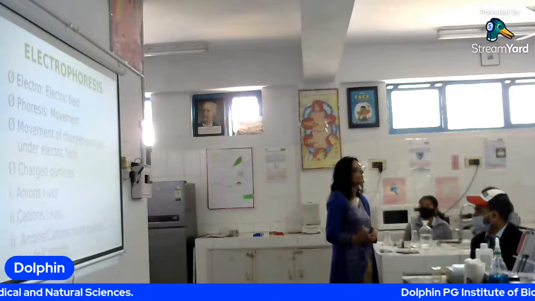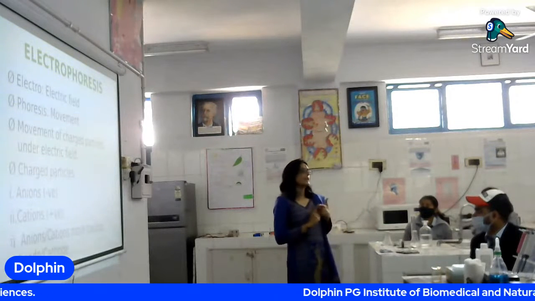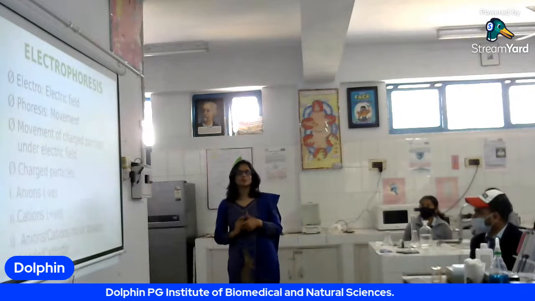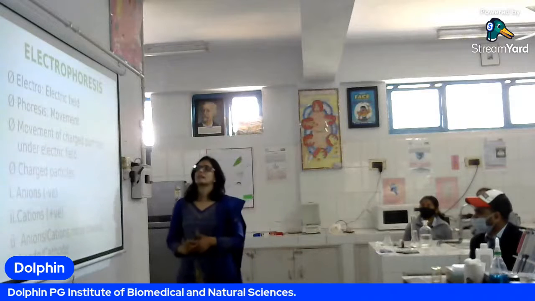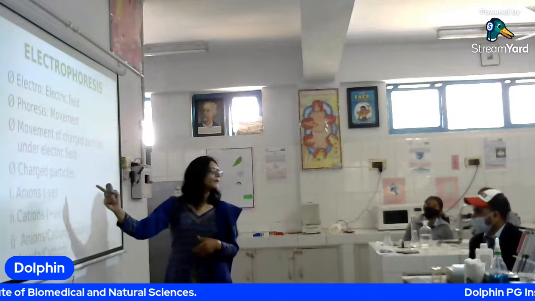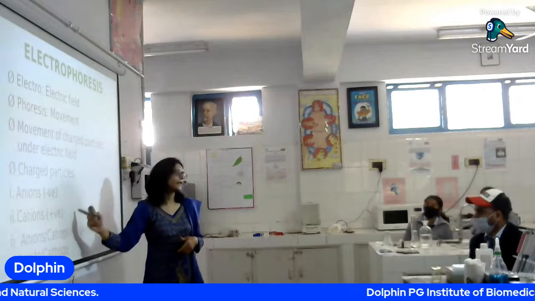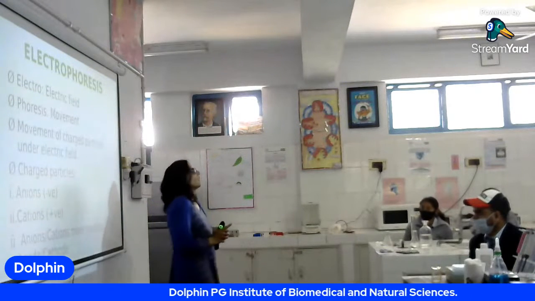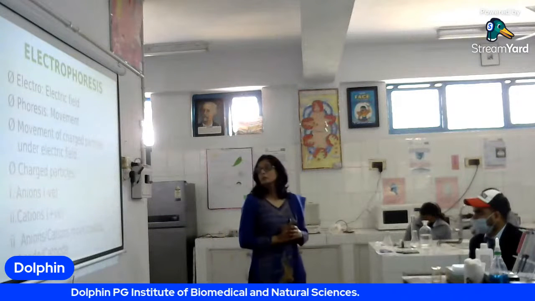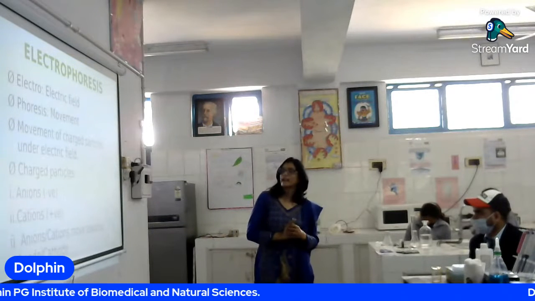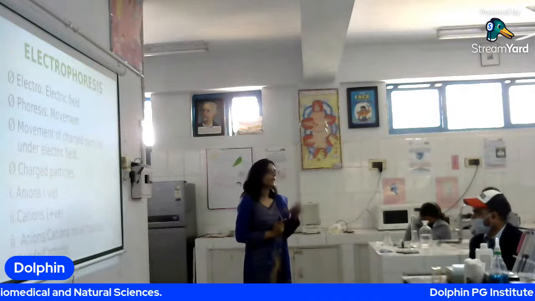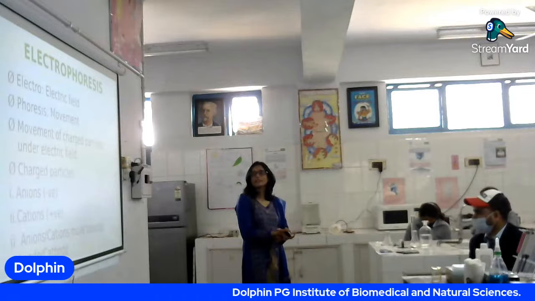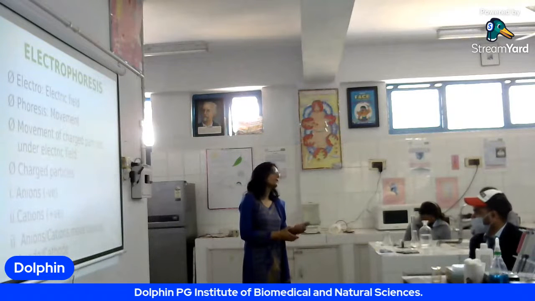So in electrophoresis, only the charged molecules can move. Now, what are these charged molecules? These molecules can be anions. Anions are negatively charged, and cations are positively charged. When there is a charge, they will move according to their charge. Anions are negative, so where will they go? They will move towards positive. If they are positive, they will move towards negative.